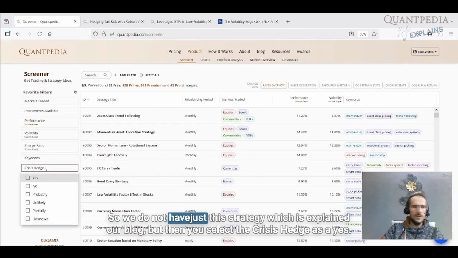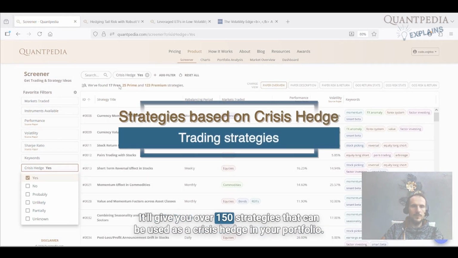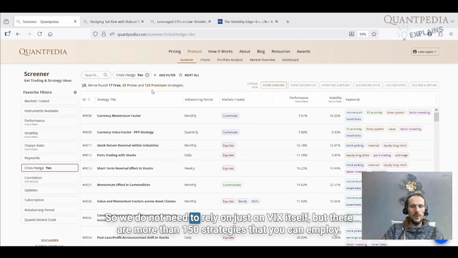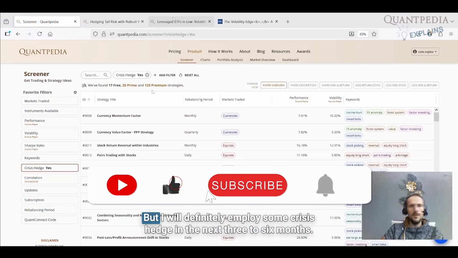So we do not have just this strategy which is explained in our blog, but when you select the crisis hedge as yes, it will give you over 150 strategies that can be used as a crisis hedge in your portfolio. So you do not need to rely on just the VIX itself, but there are more than 150 strategies that you can employ. But I will definitely employ some crisis hedge in the next 3 to 6 months.